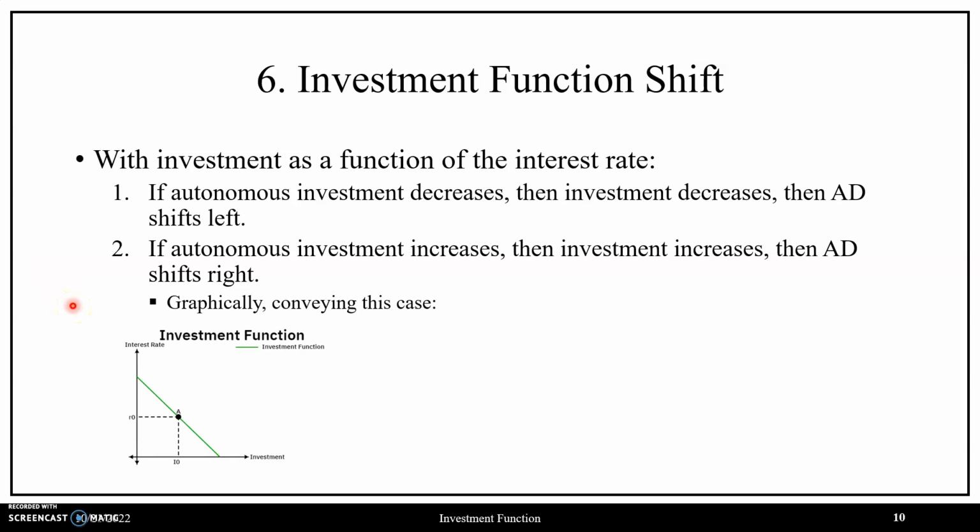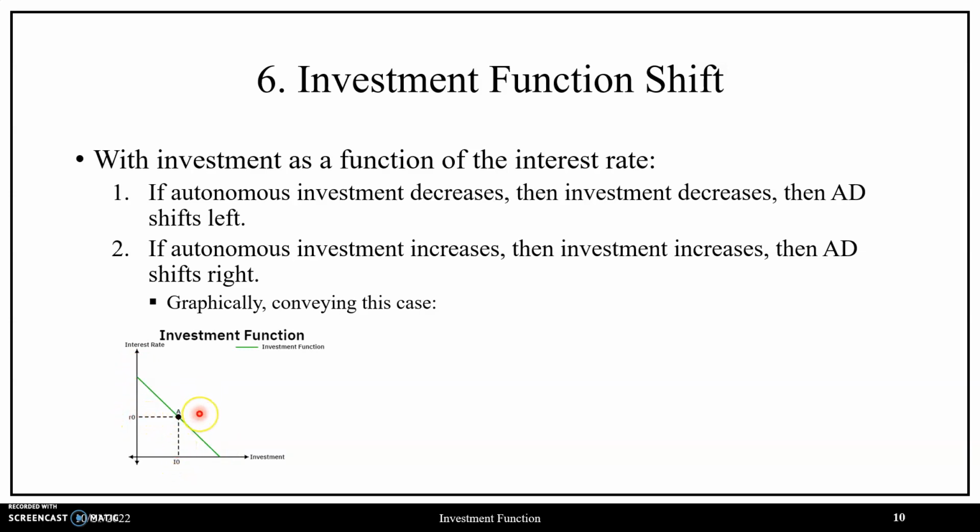To graphically convey the case of autonomous investment increasing, let us say that we have an increase in expectation on future sales by firms. We have our investment function as before, interest rates on the vertical axis, investment on the horizontal axis, and a downward sloping investment function. Firms are currently at point A investing an I0 amount of investment at the going interest rate R0.